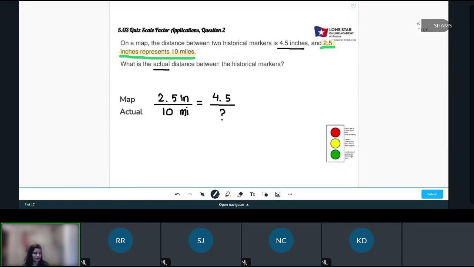Sean, 4.5 is on the map, so it goes at the top. Sean, see, on the map, the distance between the two historical markers is 4.5 inches. And remember, inches is at the top for map, and it also says it's on the map, so it's going to be at the top.